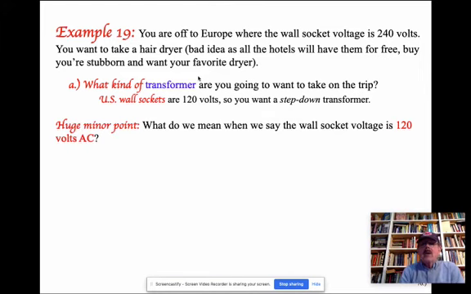Now, minor point, and this is definitely a side issue, especially for the AP folks, because you are not going to have to worry about AC on the AP test. But I'm going to tell you about this anyway because it's interesting and it's something you ought to know about. You're told that the wall sockets are 120 volts AC. What does that mean?